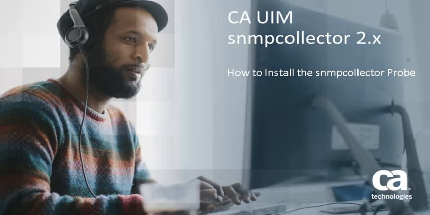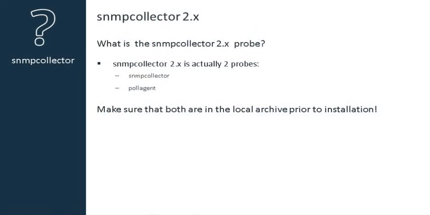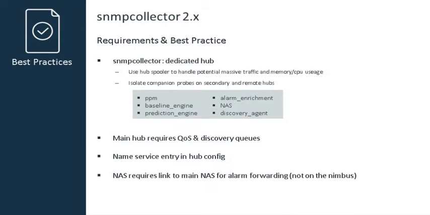for installing the probe. To begin, let's define the SNMP Collector version 2.x probe. It's actually two probes, the SNMP Collector, and a probe called Poll Agent that does the actual polling and publishing to the bus. Be sure that both are in the local archive before you begin the installation. Now let's take a look at some requirements and best practices.